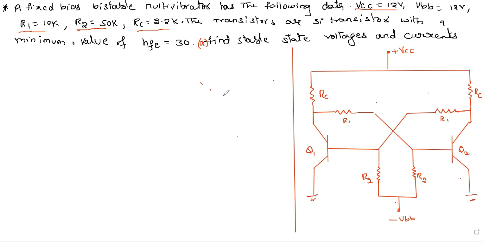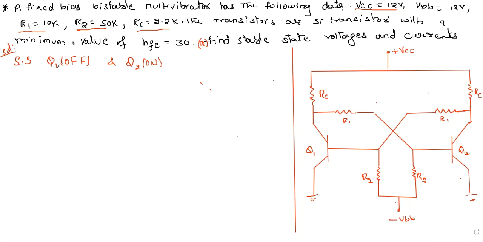So stable state voltage and current means initially we need to assume any one of the stable states. Either it might be Q1 on, Q2 off or Q2 on, Q1 off. So initially assume any one of the stable states. I'm assuming the stable state as Q1 off and Q2 on. This is the stable state I am assuming.